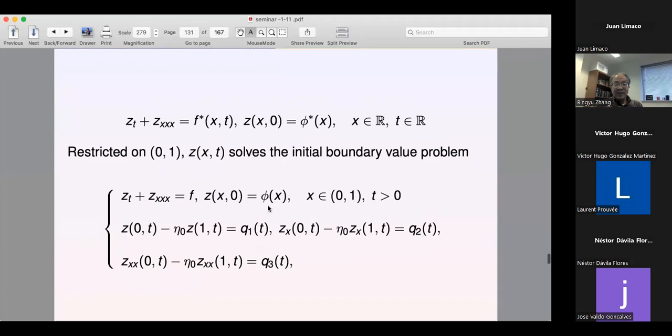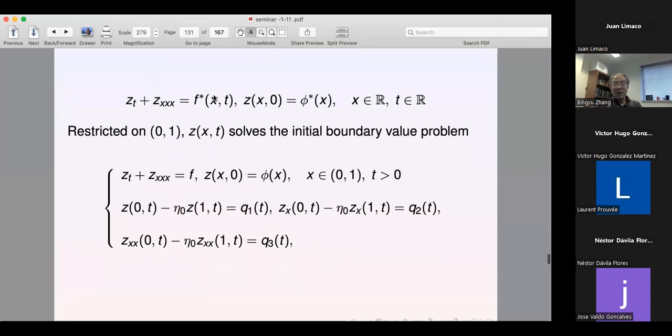Next, this solution is on the whole line R. However, if you restrict it to the interval (0, 1), then z basically solves the initial boundary value problem here, because on the restricted interval f star is f and phi star is phi. However, z(0,t) minus this equals q1, this is q2, and this one equals q3. If q1, q2, q3 are 0, that's fine. But we know q1, q2, and q3 can never be 0 here. So what do we do about that?